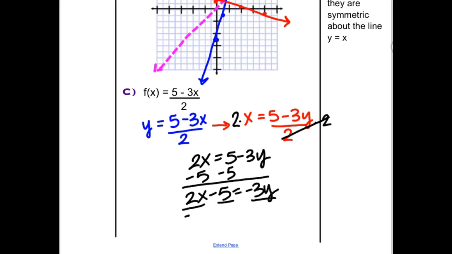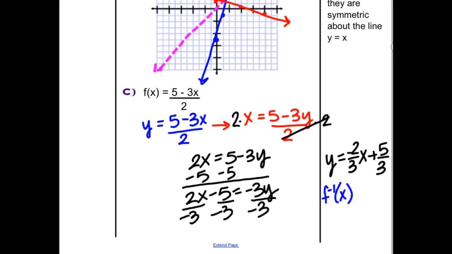Then we subtract 5, and we get 2x minus 5 equals negative 3y. Then divide everything by negative 3, and that gives us y equals negative 2/3 x. Negative divided by negative is positive, so plus 5/3. And then finally, to complete your full answer, replace y with f inverse of x equal to negative 2/3 x plus 5/3. A lot of algebra. That's about all it is.